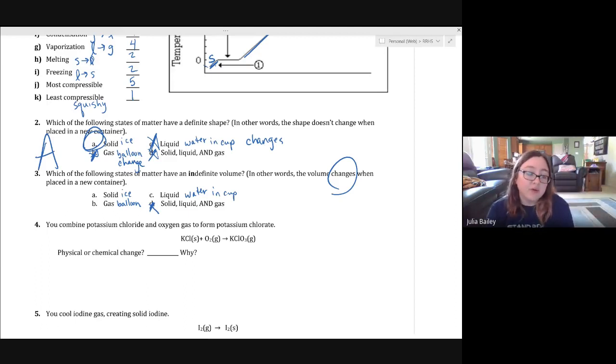It's still going to be a quart of water. Water has a definite volume, which is not what this question is asking. So we're going to cross that out. Then we're down between a solid and a gas.